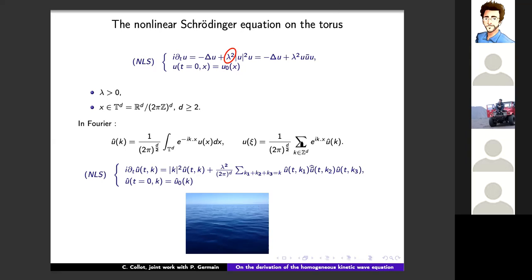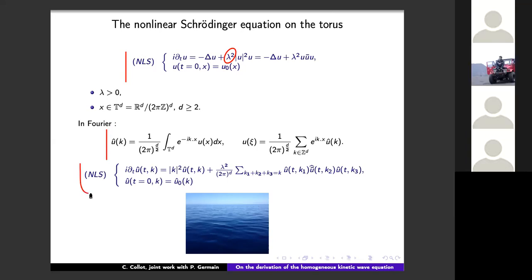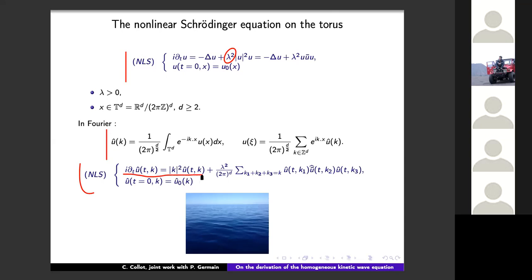I will either use this formulation that I write here, which is on, say, the physical side, but I can also work on the Fourier side. So I will use this convention for the Fourier transform. And if I write what my nonlinear Schrodinger equation becomes on the Fourier side, I see this. What it means is that if I just keep the linear part, my Fourier modes just want to oscillate. Their phase is oscillating at speed k squared.